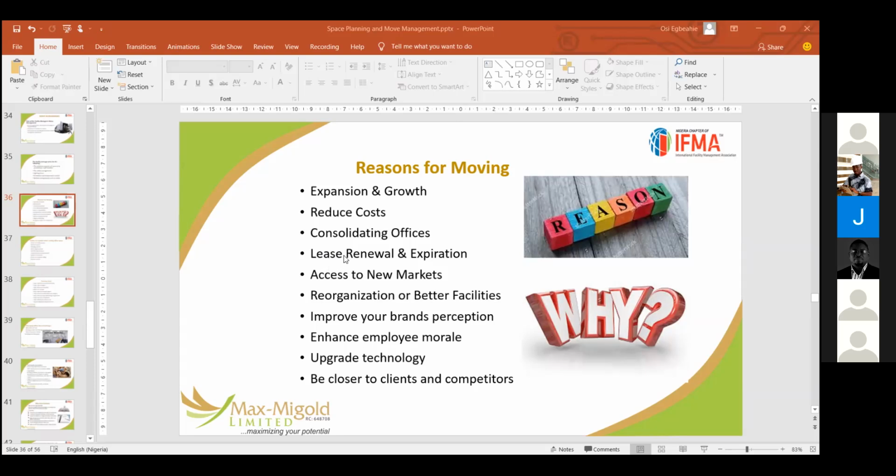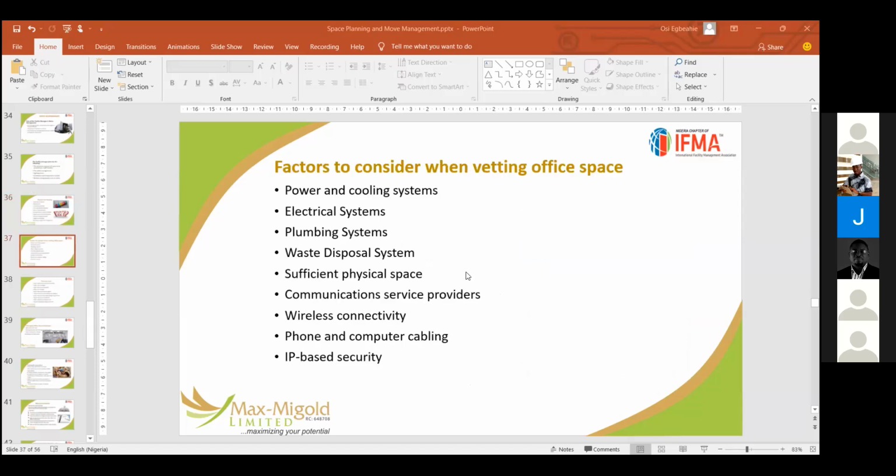3, lease renewal or expiration. 4, reorganization or better facilities. 5, access to new markets. 6, improve your brand perspective. 7, enhance employees' morale. Most people don't consider that. 8, upgrade technology. 9, being closer to client or competitor, depending on what your SWOT analysis would have done for you when you have done your analysis in your planning or strategic planning to know how that works.